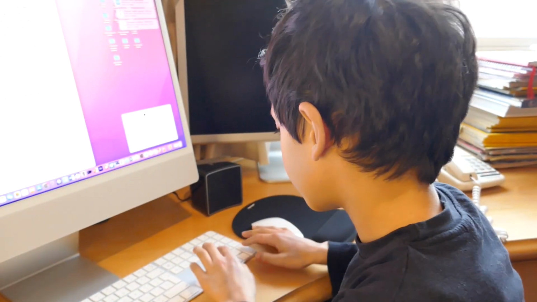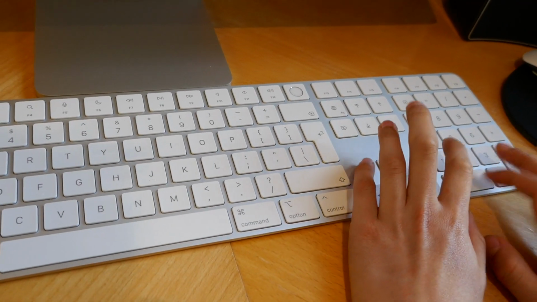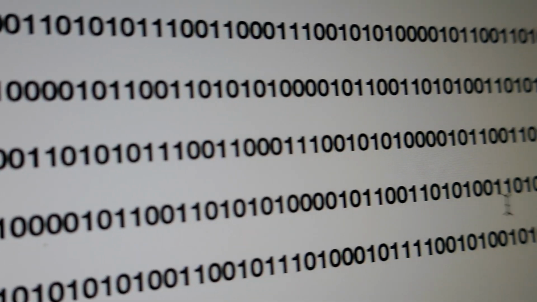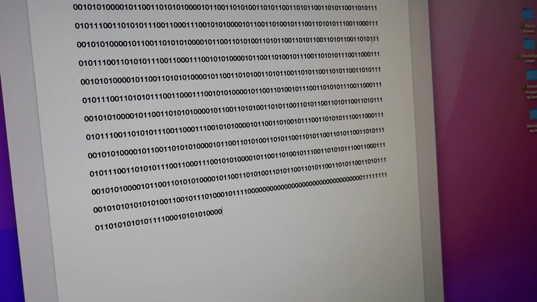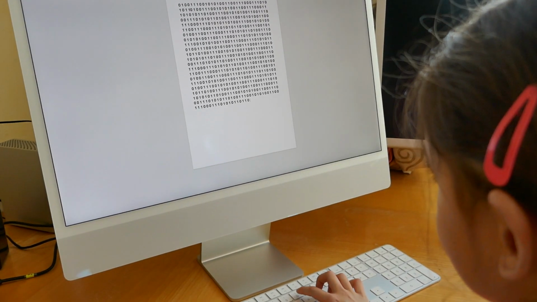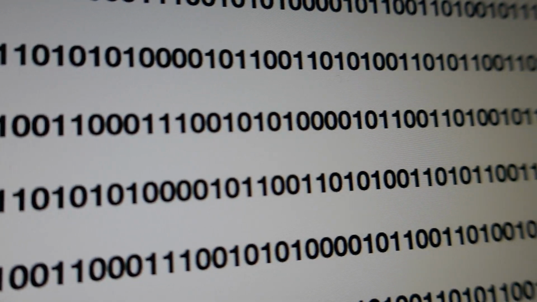Imagine if you had to write a computer program only using ones and zeros. When you write a program using ones and zeros, it's called machine code. It's very complicated to program using machine code. That's why we need translators.